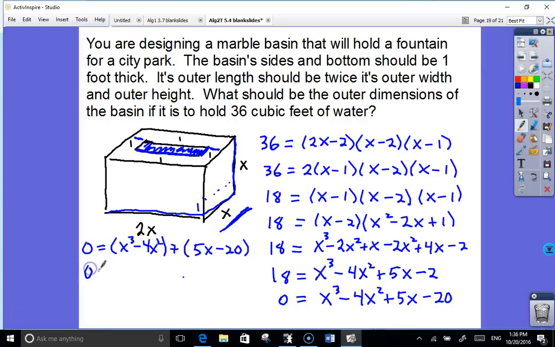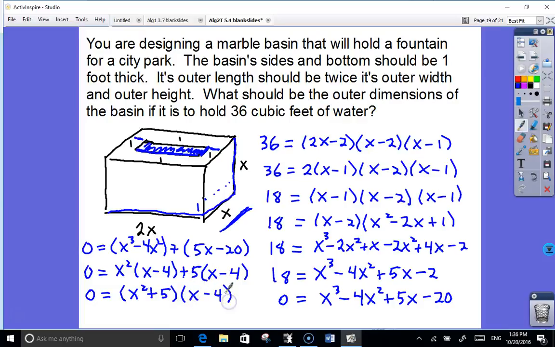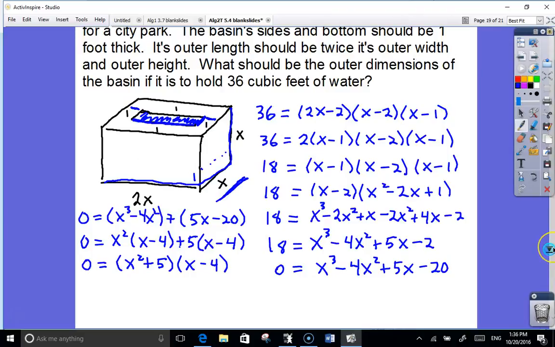The greatest common factor of the first parentheses is x squared, and that'll leave us an x minus 4. Plus, what's the greatest common factor? 5 times (x minus 4). So 0 equals (x squared plus 5) times (x minus 4). Now, what are the zeros? You're going to get x equals 4 right there.